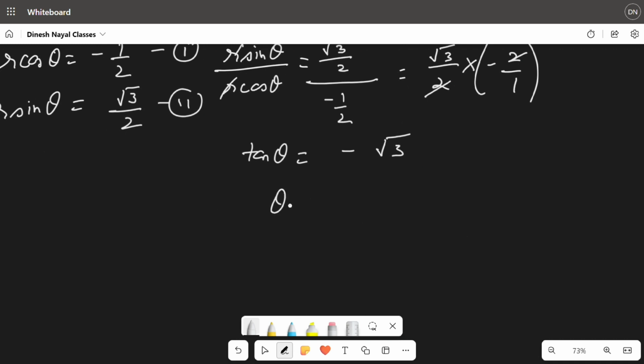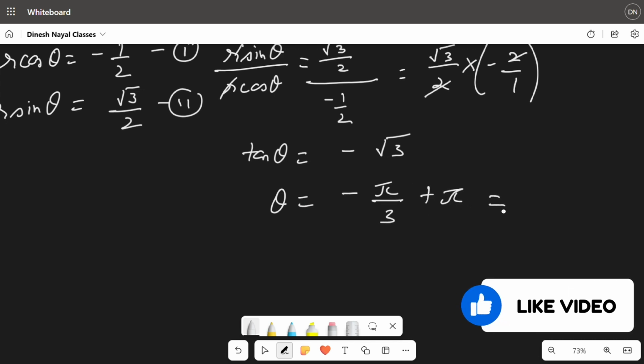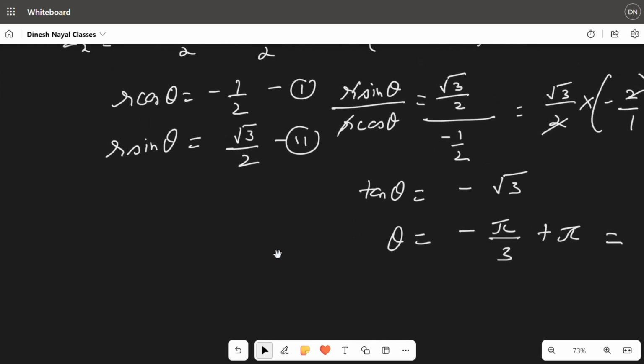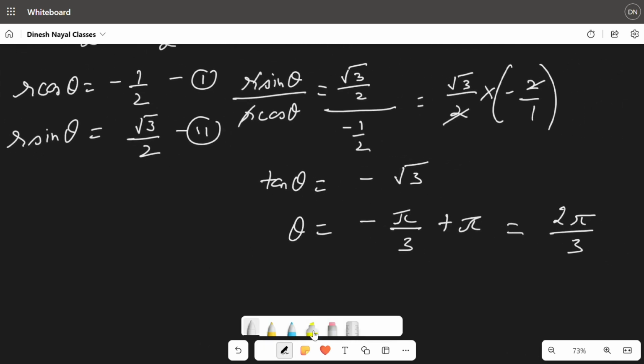Now, what is θ? Substitute the value, tan inverse of minus root 3 in your GDC, and you get minus π by 3. Now we take the argument as positive, and I have told you, in case of tan, you just add π to it so you get the positive answer. So minus π by 3 plus π gives you 2π by 3. That's the argument. Now we are going to substitute this value in equation 1.